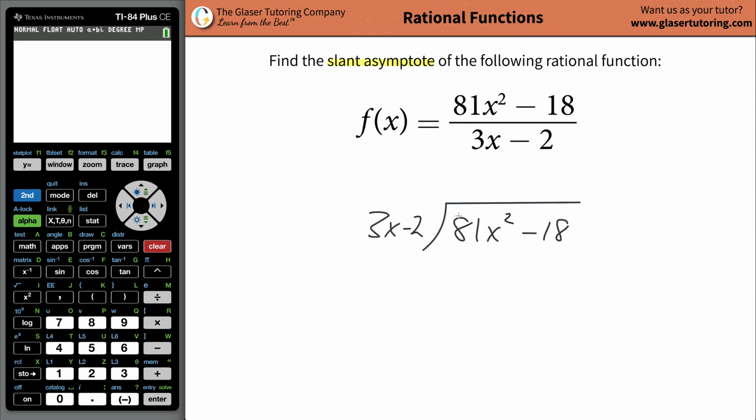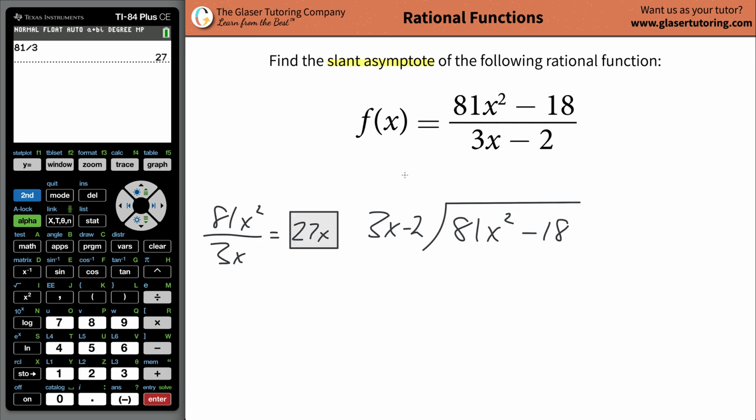When you do your long division, you're going to look inside the long division symbol, basically your numerator. Locate the highest power of x with its coefficient and write it down. Then divide it by the highest power of x with its coefficient from your denominator, which was 3x. So how many times does 3 go into 81? If you're not sure, take out the calculator: 81 divided by 3 is 27. And x divided into x squared is simply x.